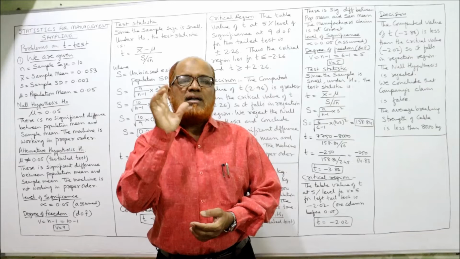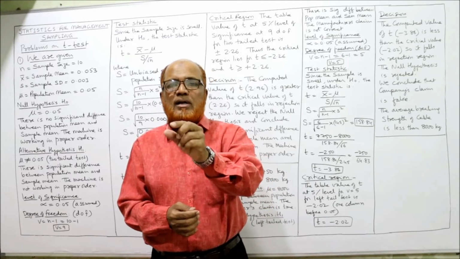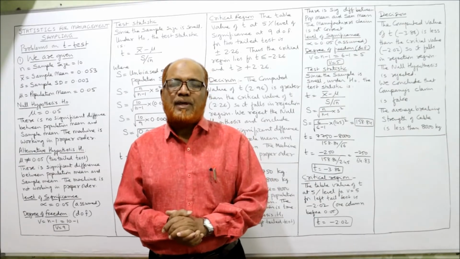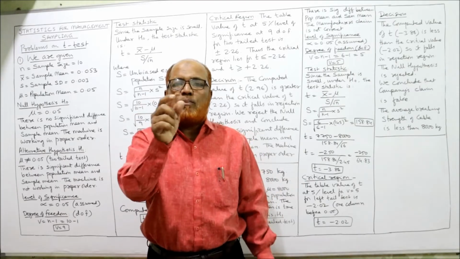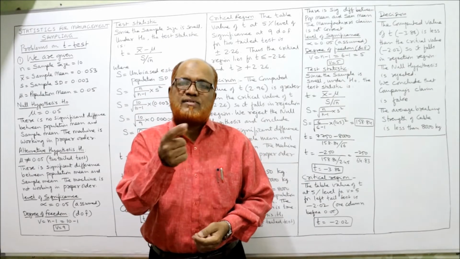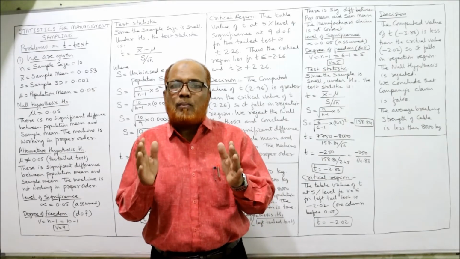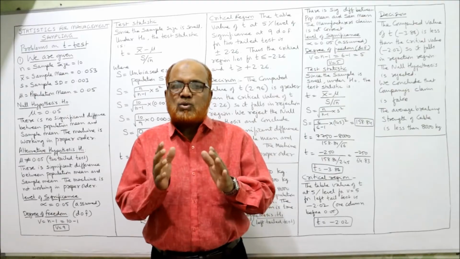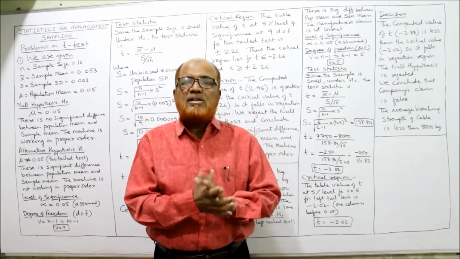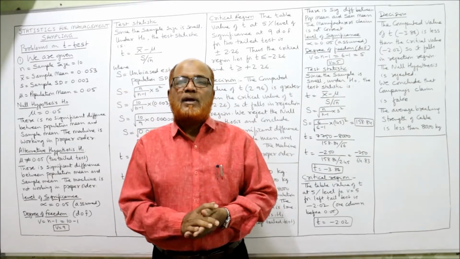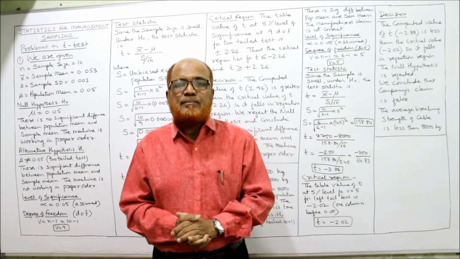So 10 washers are taken. For these 10 washers, the mean thickness was 0.053. This is the mean of the sample, and sample standard deviation is 0.003. Standard deviation of sample is given. Now we want to test whether the machine is properly working or not. Actually, the thickness should be 0.05, but the sample mean is showing 0.053. So apparently it looks like the population mean and sample mean are different.